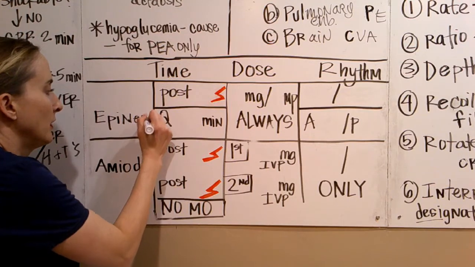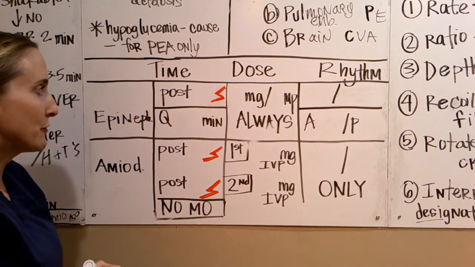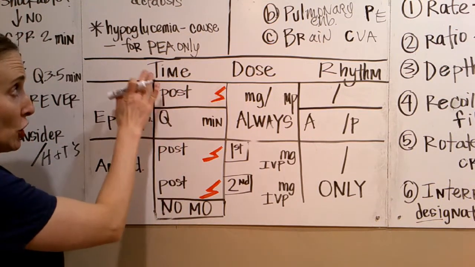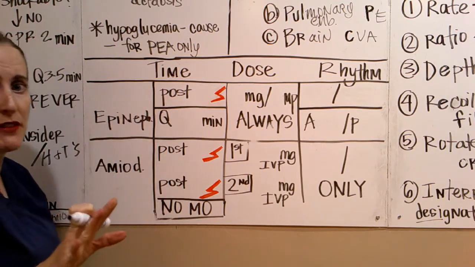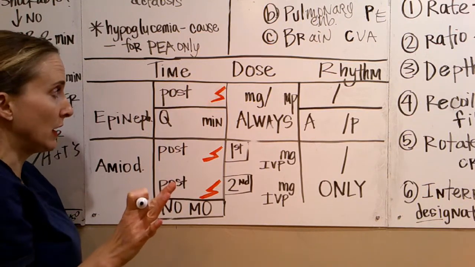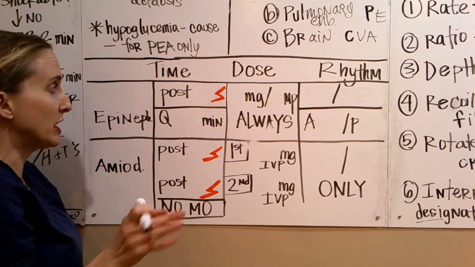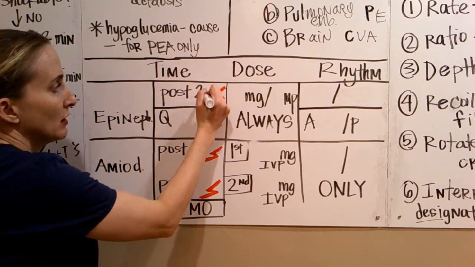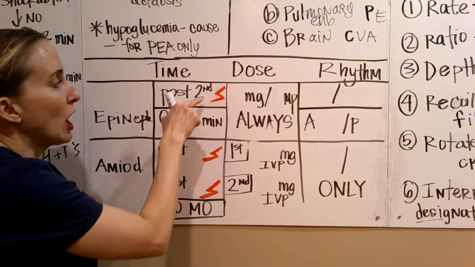Epinephrine, okay? So epinephrine is given the first time, so we're going to go through timing. The timing of epinephrine, in the VTach VFib scenario, is given post-second shock.